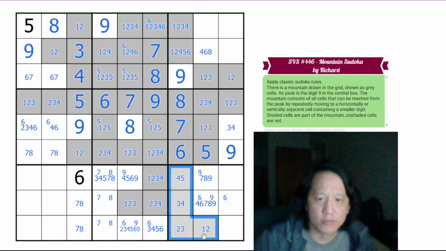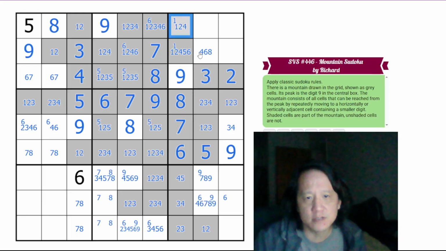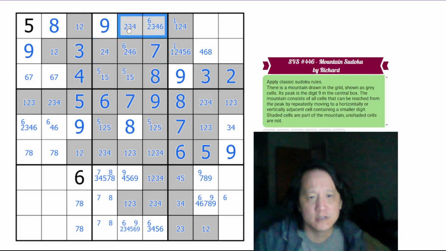Where is the 1 in column 7? It has to be one of these 2 cells because it can't be any of these 3 because they're all greater than this cell. So 1 has to be here, which means this can't be 1. This is 2, which forces this to be 3. That eliminates 3 in the rest of the region. This can't be 2 or 3. It's a 1, 5 pair, which eliminates 1 and 5 in the rest of the box. So this is 2, 3, 4, 6.